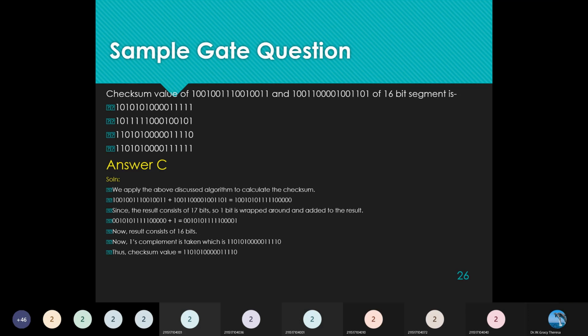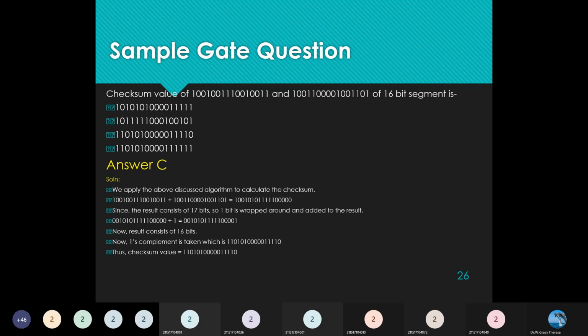If we try the values, answer C would be the correct value, because we know how to find the checksum value. We add all the segments using arithmetic addition, and finally the result is complemented, and we get the checksum. It's very simple. We have only 2 segments, right? So add these 2 segments, and when we complement the sum, we'll get the correct answer.